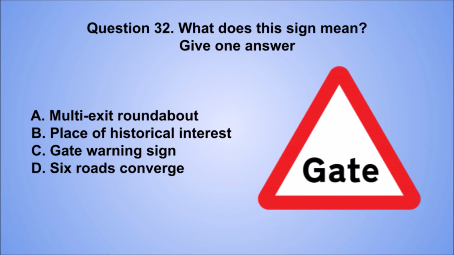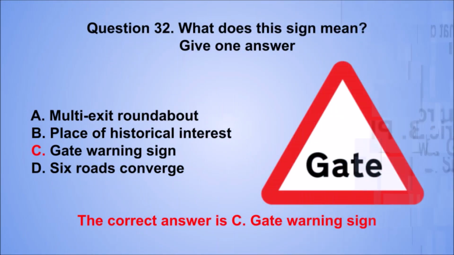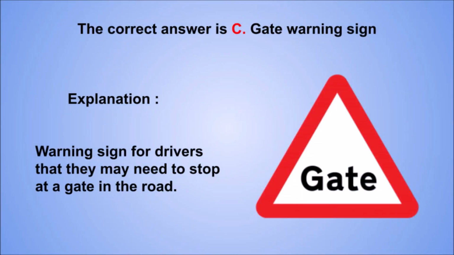Question 32. What does this sign mean? Give one answer. A. Multi-exit roundabout. B. Place of historical interest. C. Gate warning sign. D. 6 roads converge. The correct answer is C. Gate warning sign. Explanation. Warning sign for drivers that they may need to stop at a gate in the road.